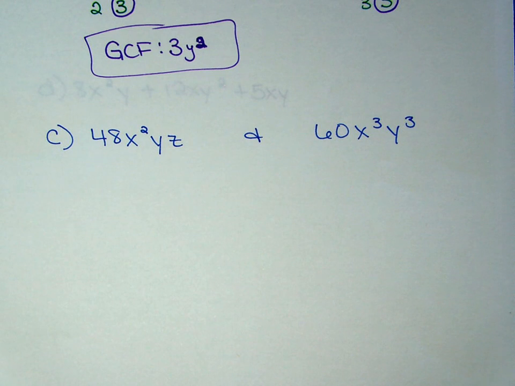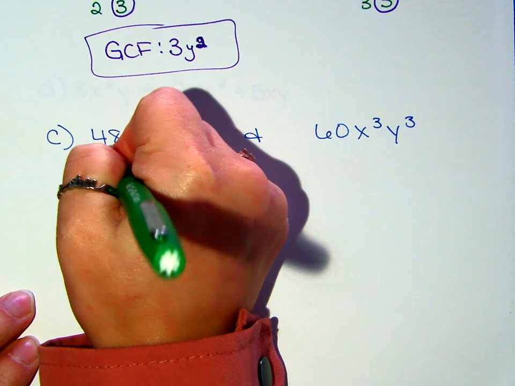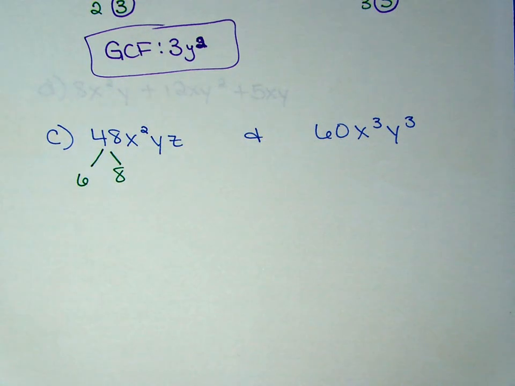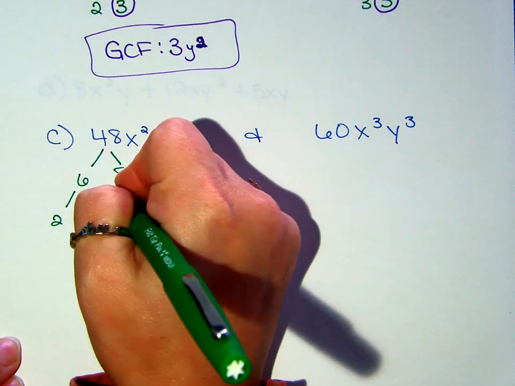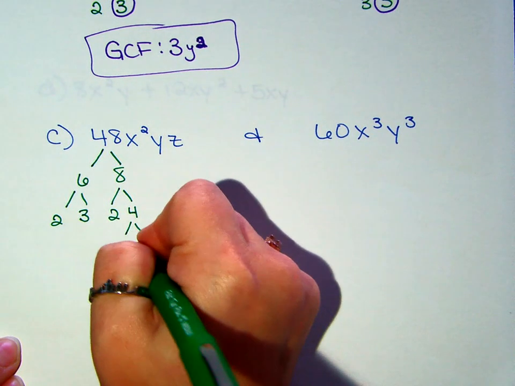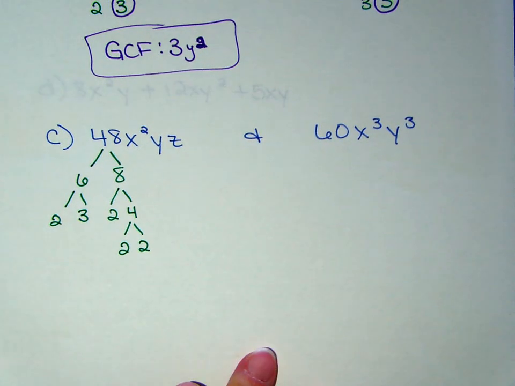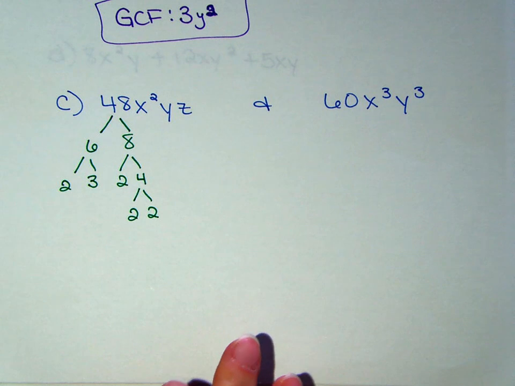I'm going to say 48 is 6 times 8. 6 is 2 times 3. 8 is 2 times 4. 4 is 2 times 2. Again, completely different factor tree, but notice we get 1, 2, 3, 4 2s and 1 3. Same thing we got earlier.